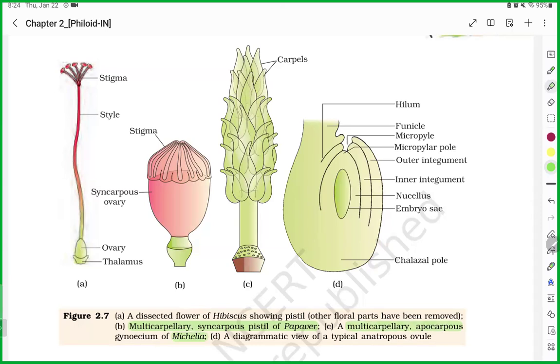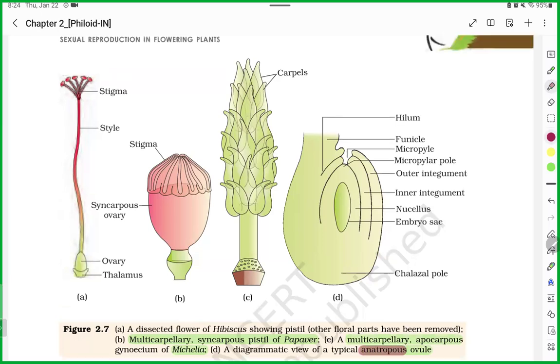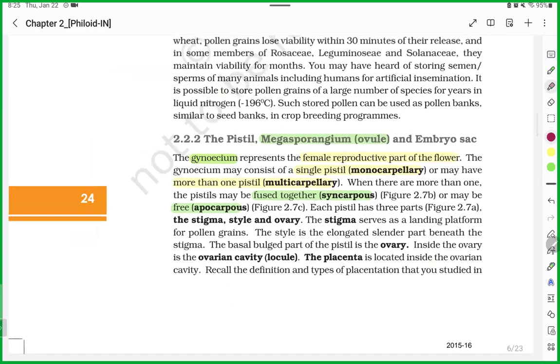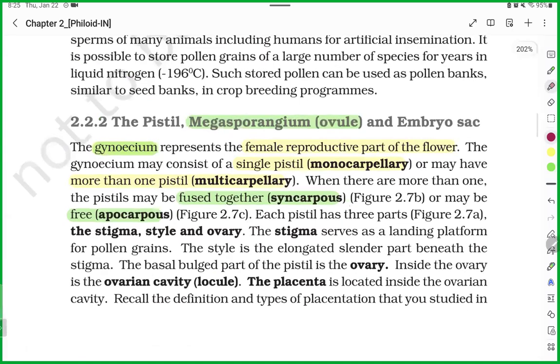And this is an anatropous ovule. You must focus on this word, anatropous ovule. Only this we have in our syllabus. Each pistil has three parts: stigma, style, ovary. Example, in case of hibiscus, you have multiple stigma but a single style and ovary, right?